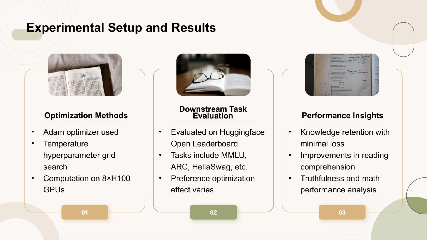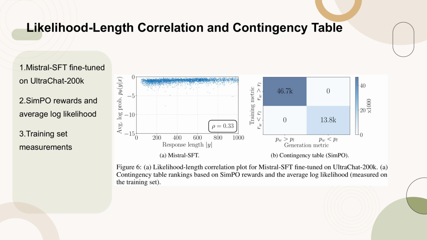Figure 6 presents 2 key analyses: A, a likelihood length correlation plot for the Mistral SFT model fine-tuned on UltraChat 200K, and B, a contingency table ranking based on SimPO rewards and the average log likelihood, both measured on the training set. These visualizations help in understanding the relationship between response likelihood and length, as well as the performance metrics derived from SimPO rewards and log likelihood.